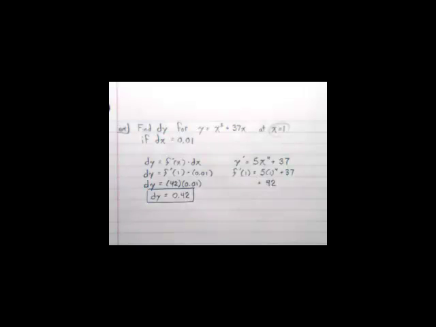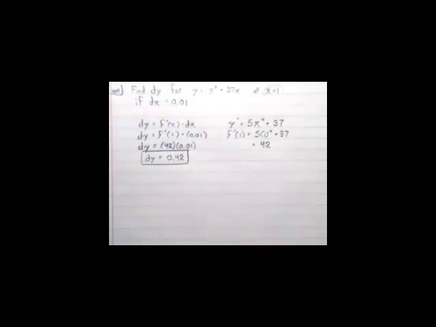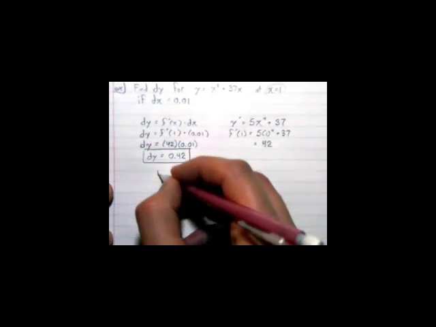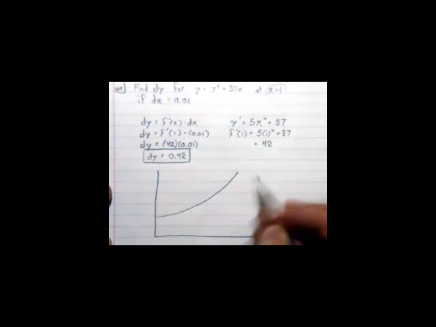But what is that really? What did we just do? Kind of confusing still, right? We took this thing, we plugged numbers in, and we found dy, and it's 0.42, but what meaning does it have? Well, I don't know what this function looks like specifically, but let's say it's like this curve right here.